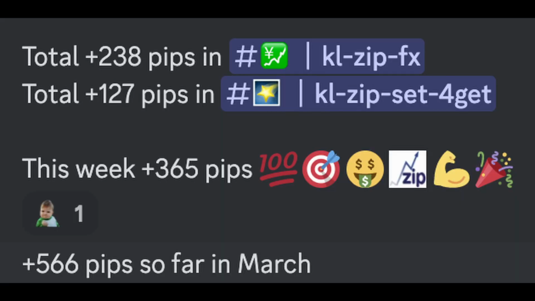Also, while bear markets are terrible for investors, it can be great for traders. Trading can help you offset losses in your investment portfolios, or it can simply add to your return if you're doing well. It's been a great week for my ZIP trades. We made more than 360 pips.